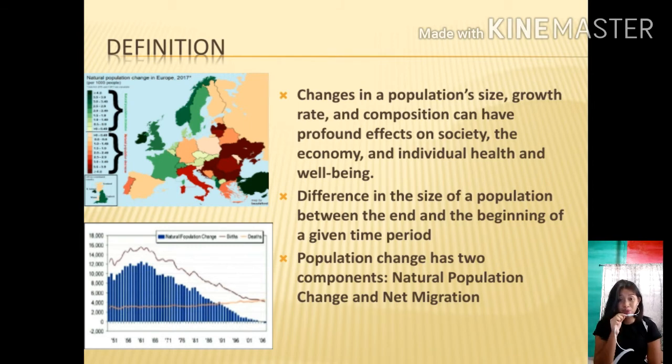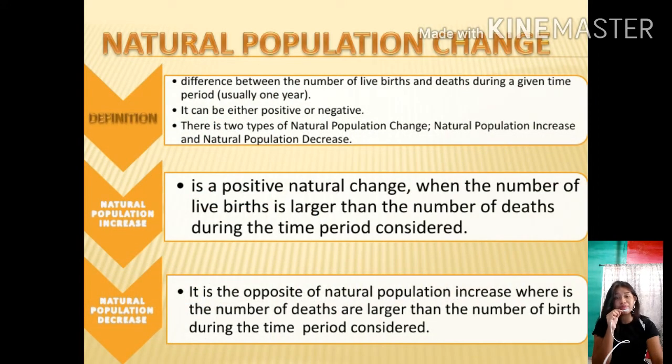Population change has two components: the natural population change and net migration. First, let's tackle the natural population change. Natural population change is the difference between the number of live births and deaths during a given time period. It can be either positive or negative. There are two types of natural population change: the natural population increase and the natural population decrease.